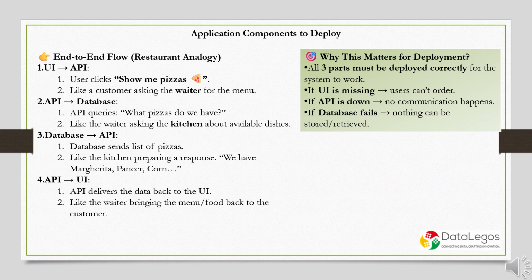Here's the key point for deployment. All three parts, UI, API, and database, must be deployed correctly for the system to work. If the UI is missing, users can't place orders. If the API is down, there's no communication. And if the database fails, nothing can be stored or retrieved. So remember, deployment is like running a restaurant. If even one part shuts down, the whole experience breaks.